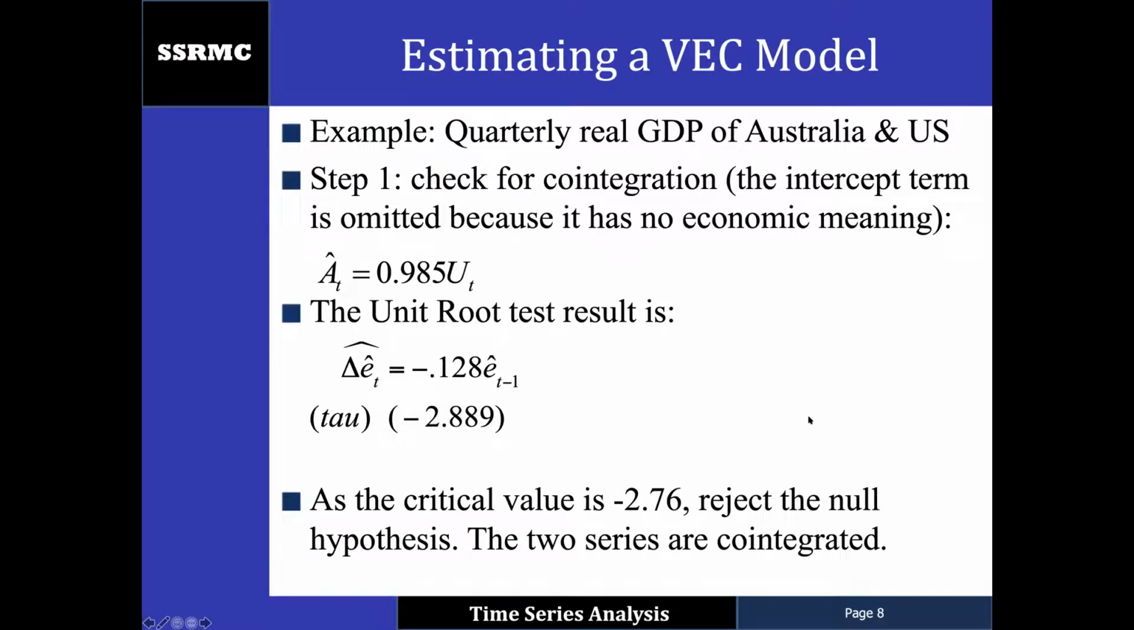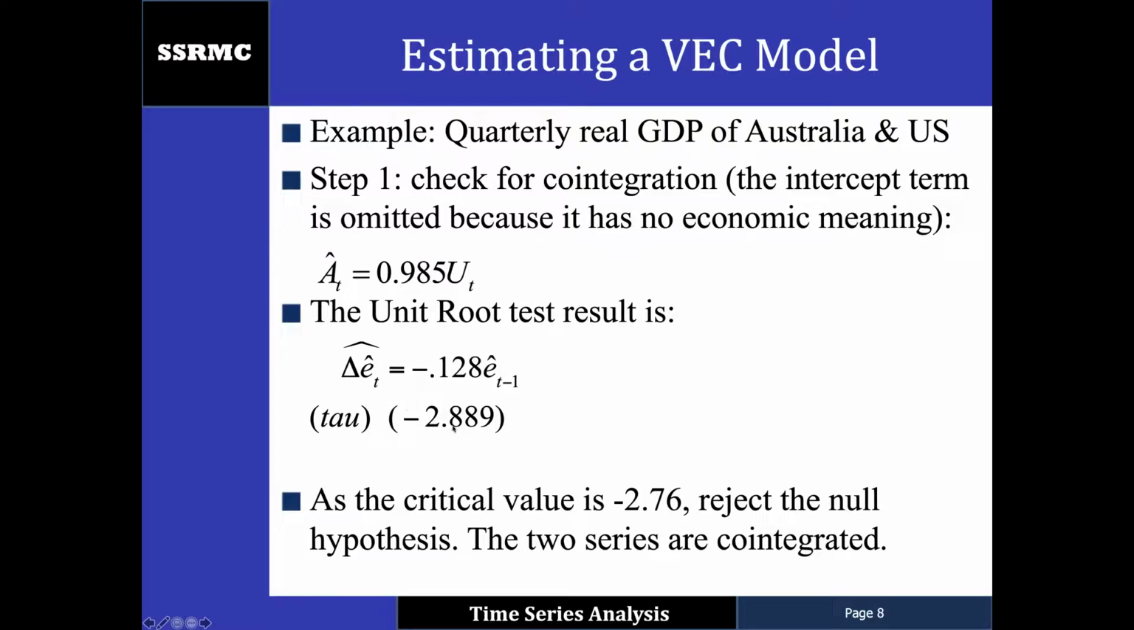So the first step is to check whether we have a co-integration between the two variables. We omit the intercept term because it doesn't have any economic meaning. This is because if you have an intercept term in this equation, you're basically assuming that there is a constant gap between the two countries' quarterly GDP in every single quarter. I just don't think we have any economic support for such an assumption. Basically, that's quarterly change. If you accumulate, that's going to be a very big trend over the long run. So there is no constant, and we perform a unit root test on this equation.